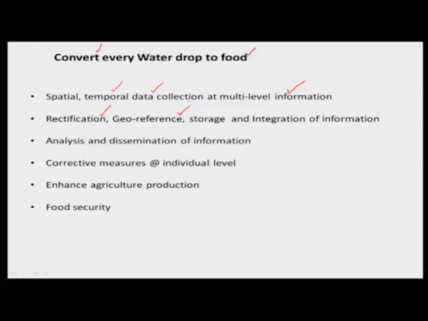Then it should be stored in a computer system, so that input, storage, modification, withdrawal or output, or using it in different decision making, can be done by way of integration of information. This helps us in analyzing the data, not only this year's data, but even data collected 10 years back, which can be integrated and analyzed. That information can be disseminated to all the people, either in the form of an advisory or in the form of warnings.